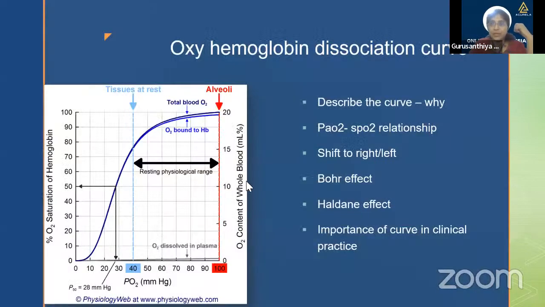If the oxyhemoglobin dissociation curve is asked, you have to describe this curve and say why it is sigmoidal, and what the significance of the steep portion or the flatter portion of the curve is. What is the relationship between the PaO2 and the SpO2, what are the conditions in which it is shifted to the left, and what are the conditions in which it is shifted to the right. Tell them about the Bohr effect, the Haldane effect, and their importance in clinical practice. These are the points you have to cover when you are writing on the oxygen dissociation curve.